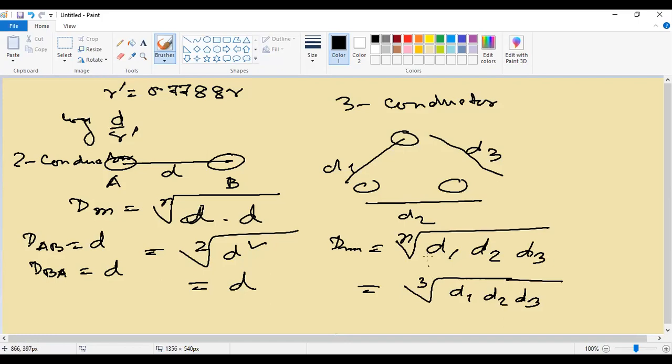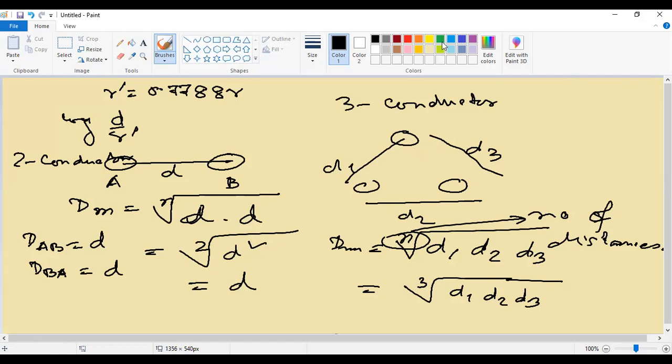So you have to remember this is basically the nth root, where n is the number of distances. How many distances you have, that you have to write as n. Now is it clear what this mutual GMD is? Yes, sir. Okay.